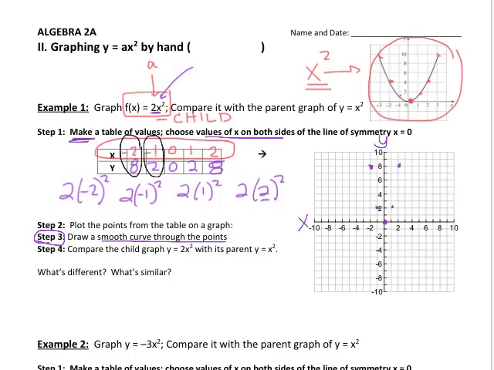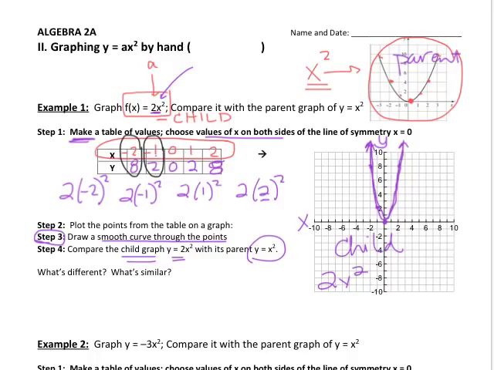Okay, so as smoothly as you possibly can, I'd like you to connect the dots. And it should look like a U. Mine looks a little bit like a V. But you can see that if we have a smooth line here, it's going to be a shape of a U. Now, the fourth step is to compare the child graph, which we just did, with its parent graph. So this child graph here, why is it called a child graph? Because it's not x squared. It's something other than x squared. X squared is the parent graph, okay, and this child graph is slightly different. What are the things that are different about it?